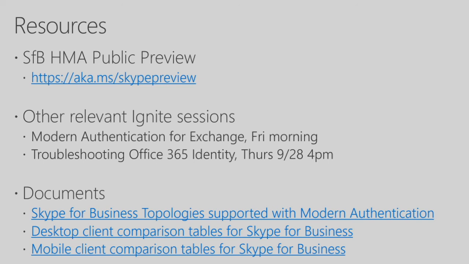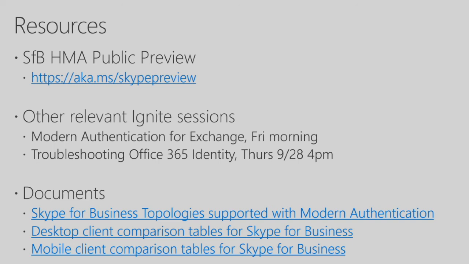So the one for Exchange is called BRK4001. Okay. It's on Friday at like 11:30. There's one tomorrow, Thursday at 4, about troubleshooting authentication in Office 365. You will see a lot of similar things to what I said in that session. It kind of focuses on Outlook, but it's really a good session.